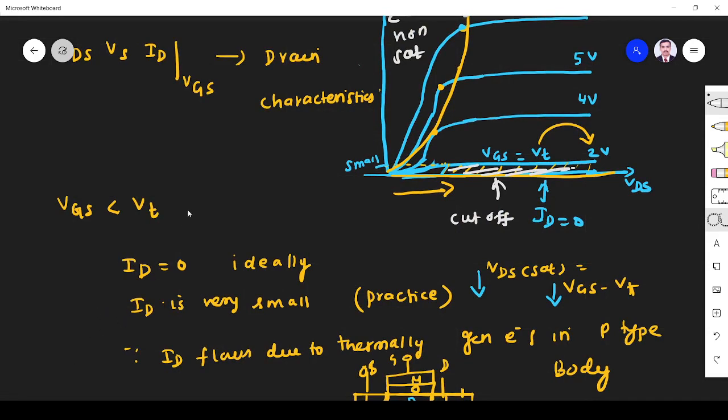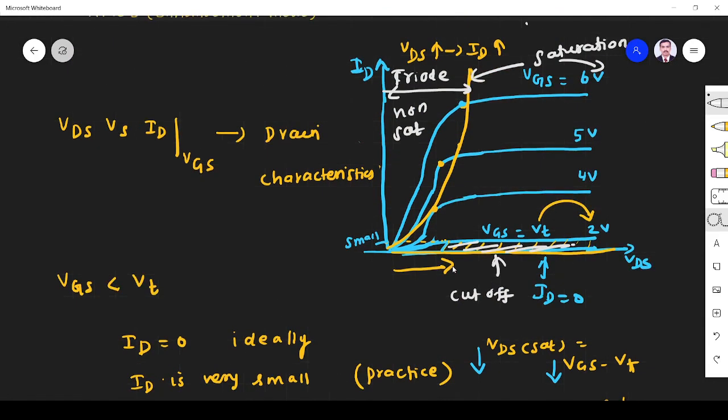You see why it is called saturation. When VDS increases beyond a certain value, that is VDS sat, this point is VDS sat 1, this is VDS sat 2, like that. If we connect all the points, whatever lies beyond is saturation. Here the current is increasing linearly, and that is called the triode, non-saturation or linear region.